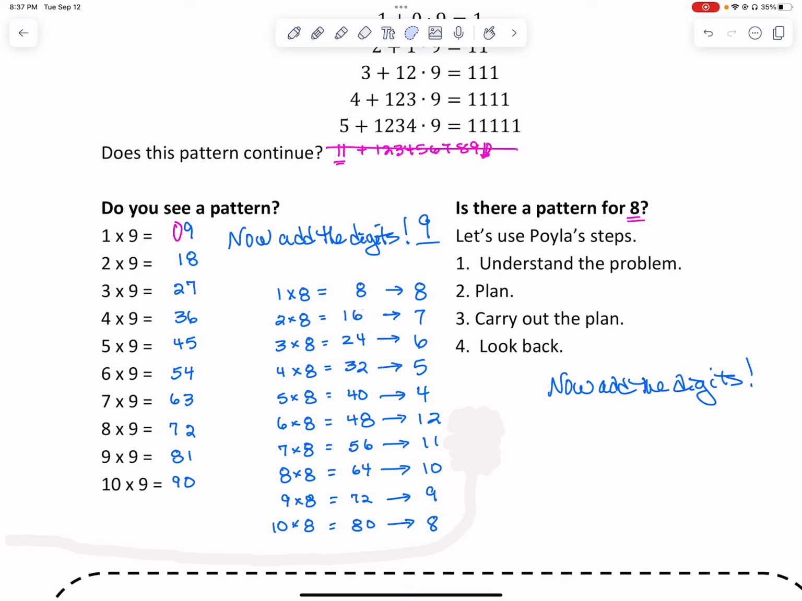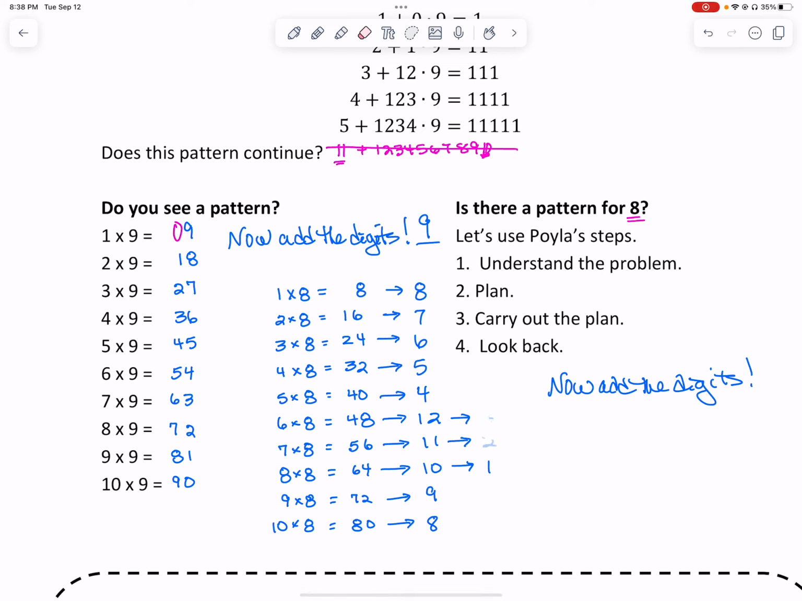I've got 1 plus 6, so I started off with 8. 1 plus 6 is 7. 2 plus 4 is 6. 3 plus 2 is... Hey, this is great. Oh, but then it messes up. It's messing up. But what if I add those guys together?